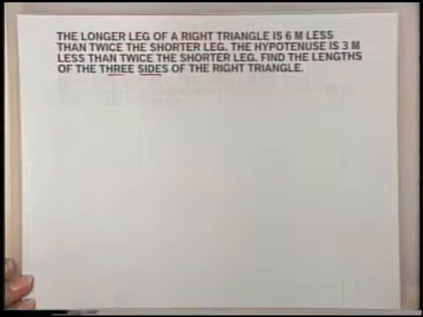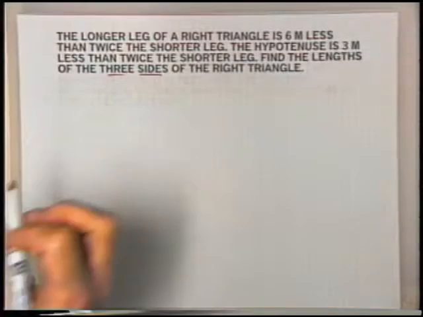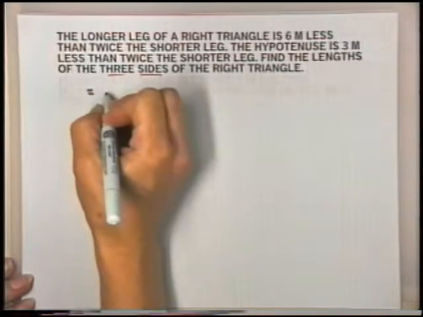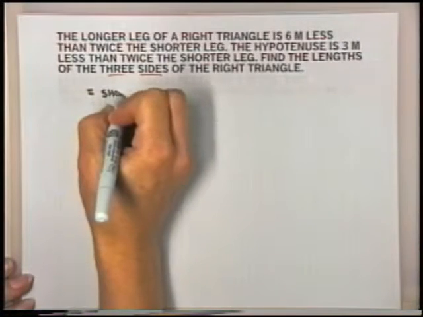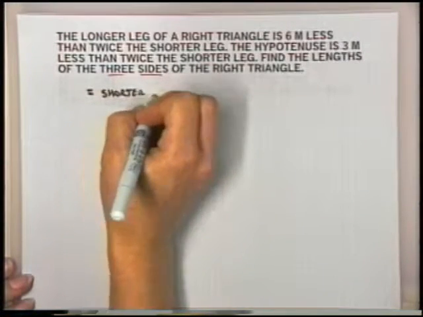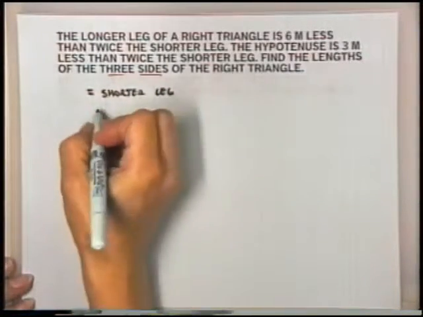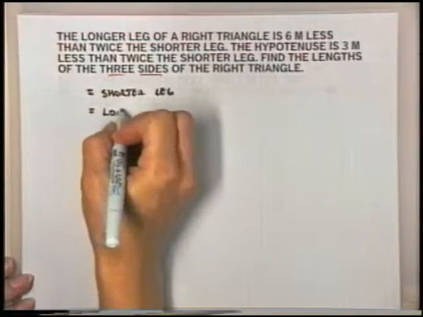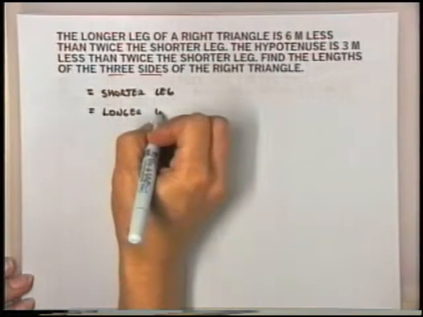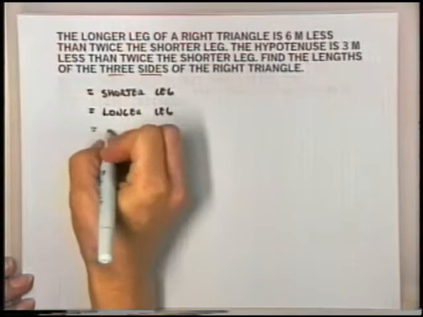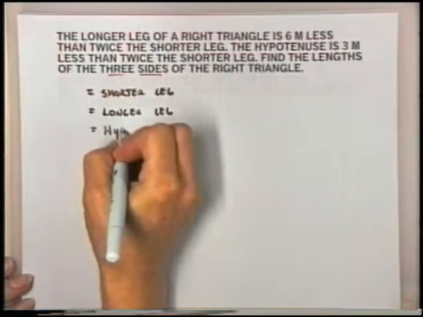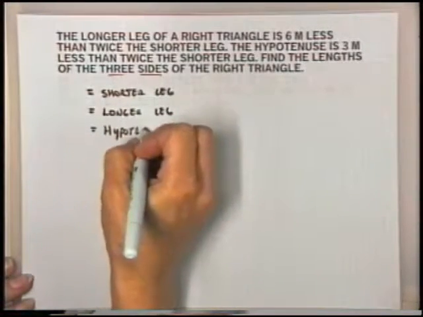Remember, in a right triangle, the 2 sides that form the 90-degree angle are called the legs, and the side opposite the 90-degree angle is called the hypotenuse. We are looking for the two legs. I'm going to call these shorter leg and longer leg, since that's the wording in the problem. And then we will also be looking for the hypotenuse.